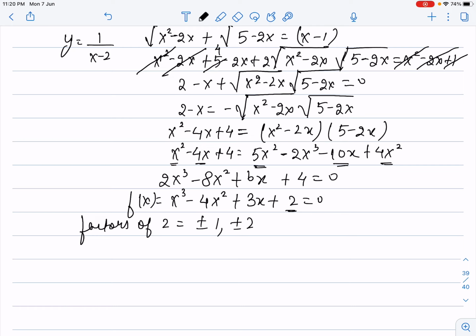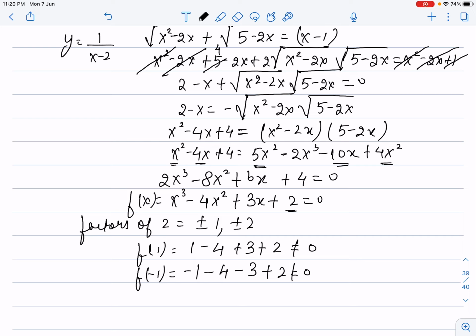Now let's see if f of 1 is becoming 0. So f of 1 will be 1 minus 4 plus 3 plus 2, which is in no way equal to 0. Then we'll check f of minus 1: minus 1 minus 4 minus 3 plus 2 is not equal to 0. Now let's see whether f of 2 is becoming equal to 0. Yes, it becomes equal to 0. It will be 8 minus 16 plus 6 plus 2. So guys, this is 8 plus 8 is 16, minus 16 is 0.